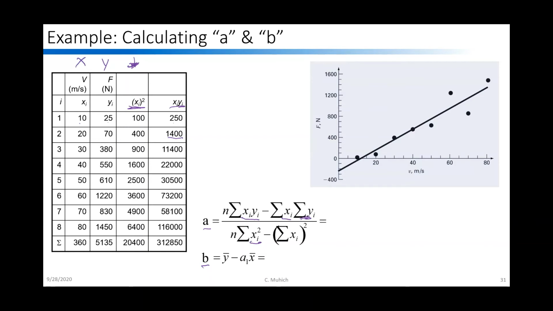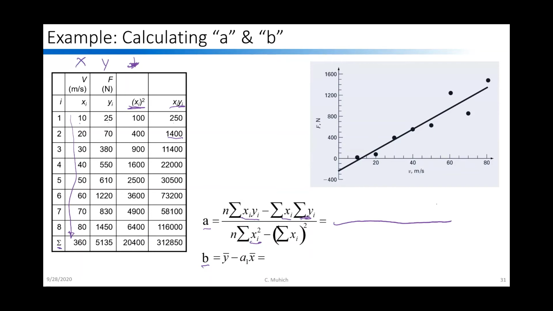I've also gone in and summed each of the different columns at the bottom. So I've taken all the x values, summed them together, all the y values, summed them together to get a little more than 5,000, summed the square values together to get roughly 20,000, and summed x times y to get 312,000. With these values, I'm now ready to calculate my A and my B.